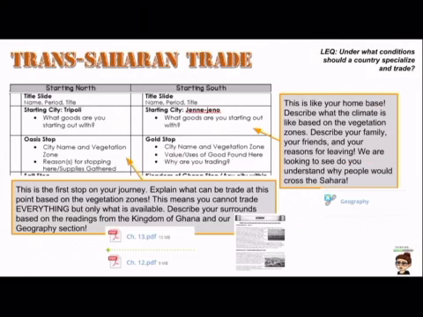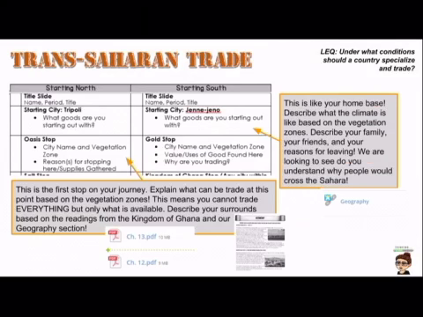Okay. So let's talk a little bit deeper about what exactly it looks like. If you're starting, you can choose to start north or south, just depending on which way you want to go. Either way, it doesn't matter. All the information is still available to you in Schoology. Whichever way you start, just keep in mind that's your home base. So whether you're starting in Genoa or Tripoli, it's your home base. You want to describe the climate based on the vegetation zone that it's in. Describe your family, your friends, and your reasons for leaving.